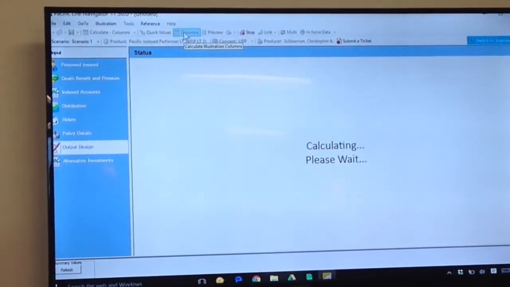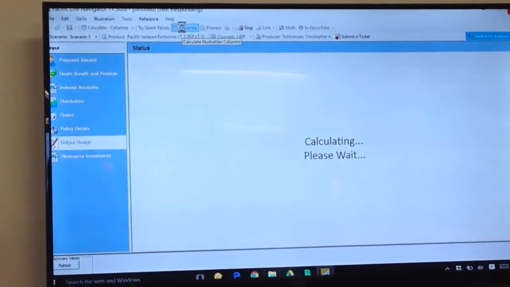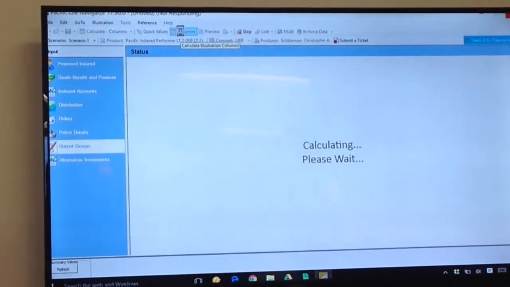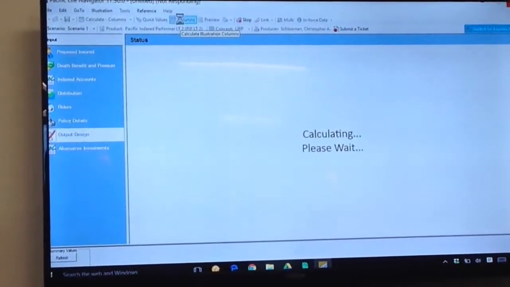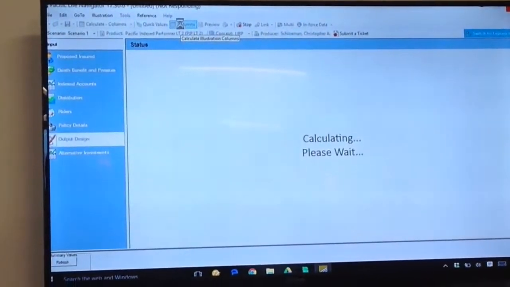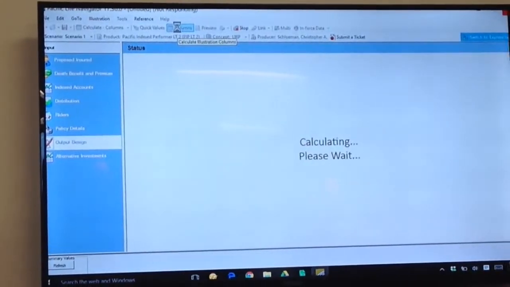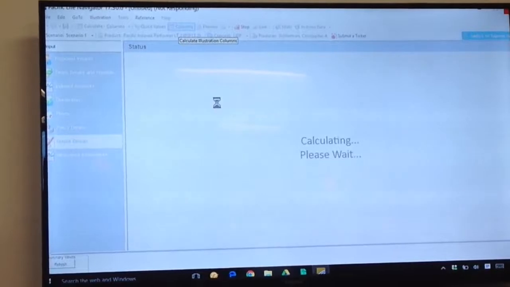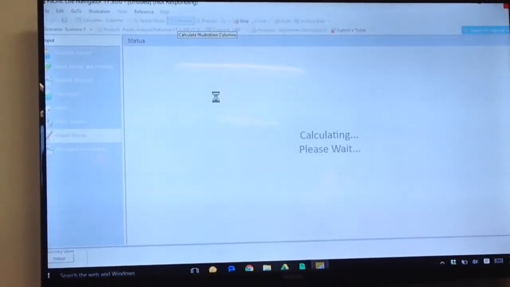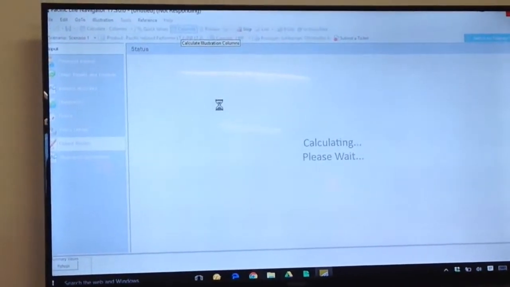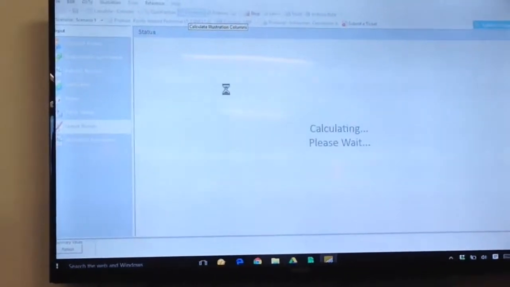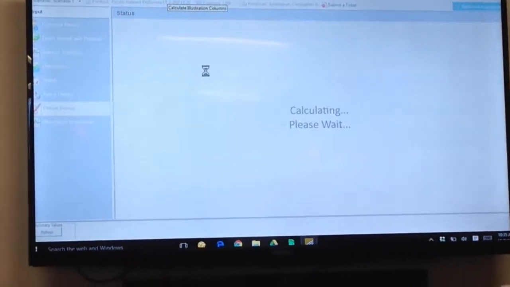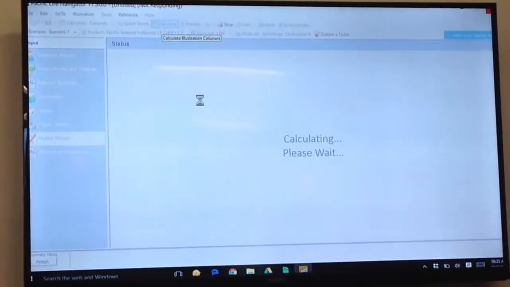Calculating, please wait. Calculating, please wait. Not responding. That's awesome. Is it really not responding, or is it just saying it's not responding? Mine said it wasn't responding. It said it wasn't responding and then it popped up. That's what usually happens to mine. Just take some time. Pacific Life is about the slowest churner in the business, it seems to me.